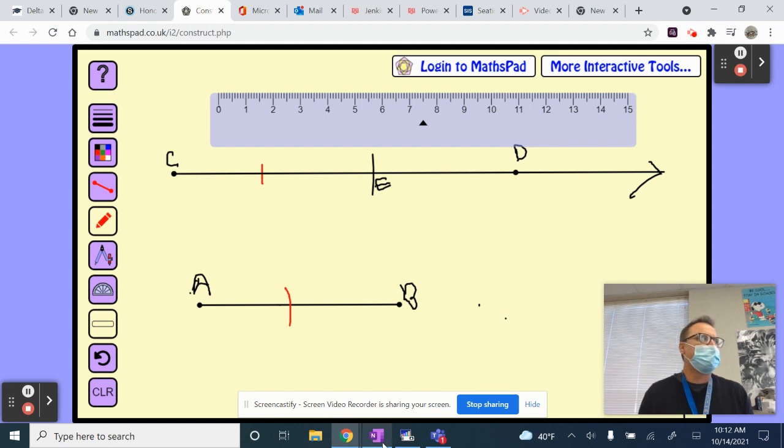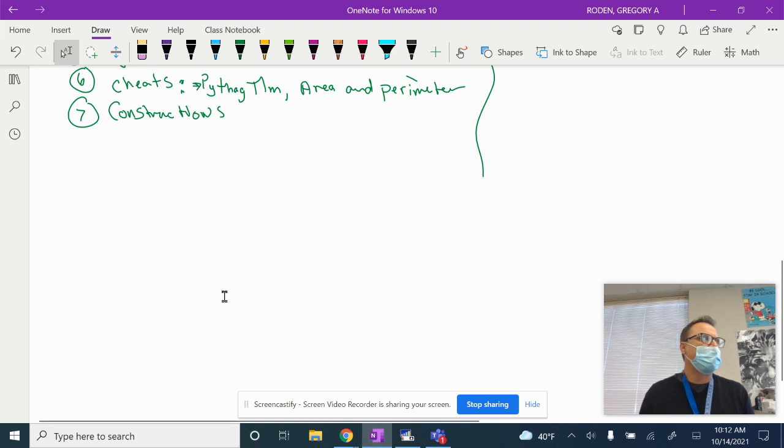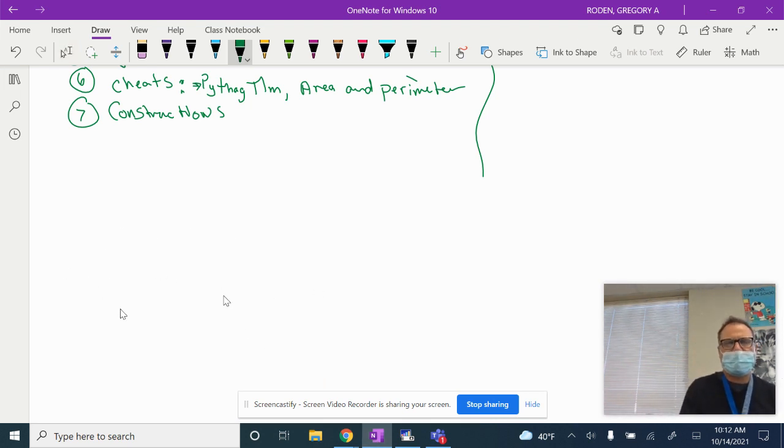Okay, here's what I want you guys to do. I'm going to go back to my OneNote so we can see it better. Then I'm going to have you do this in your construction tools. Okay, so here we go.